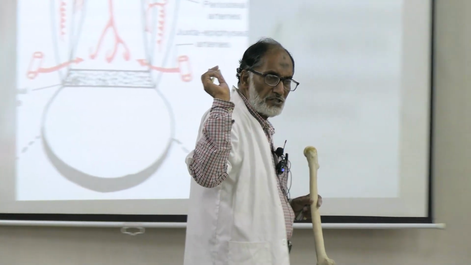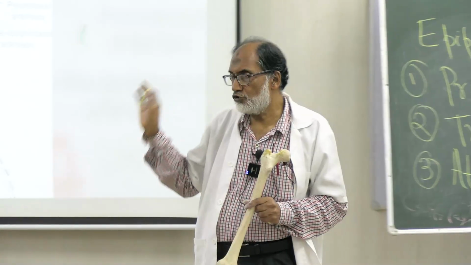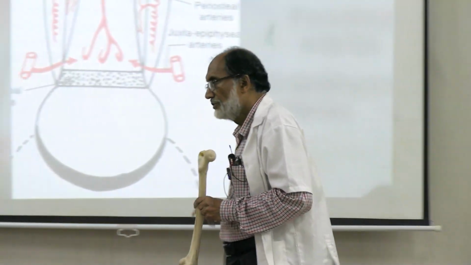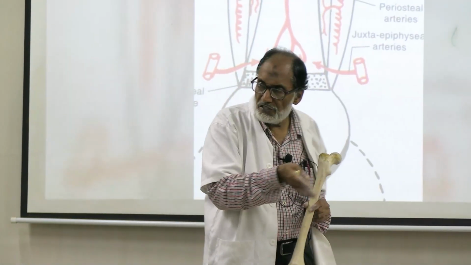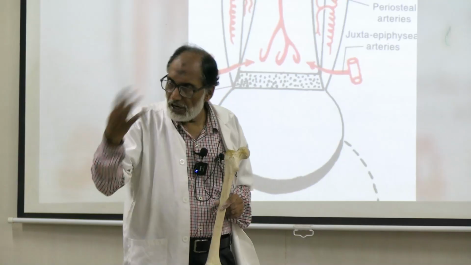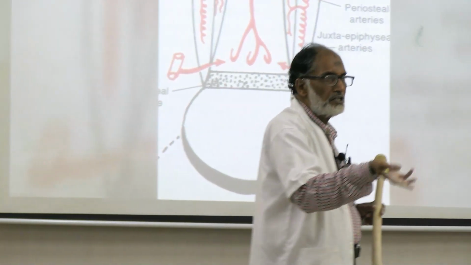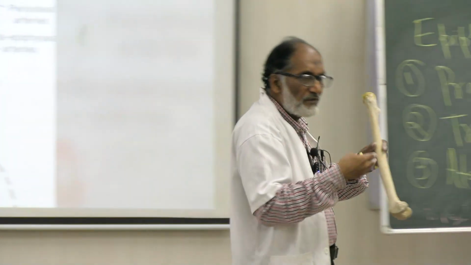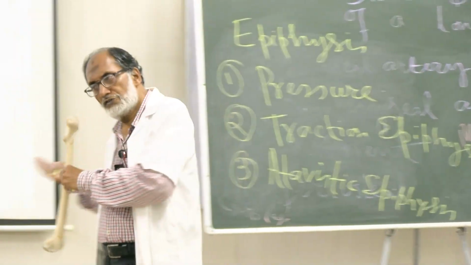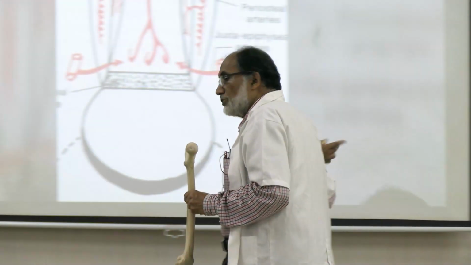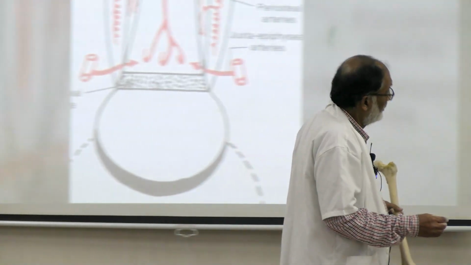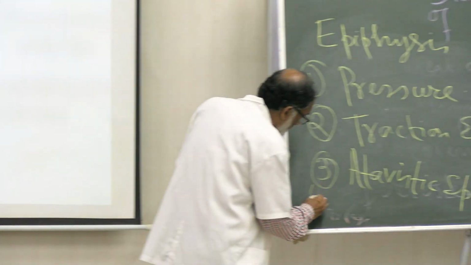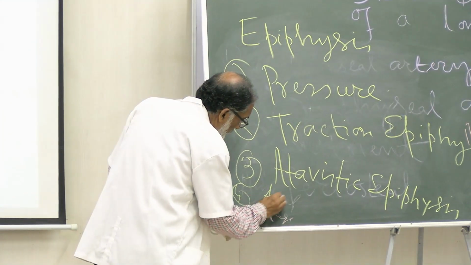Another atavistic epiphysis example is the posterior tubercle of the talus. These are the two examples in case of man. They are atavistic epiphyses. In some lower animals it is independently present, but in case of man it has become attached to another bone for its nutrition. So these are the examples. And fourth, aberrant epiphysis.